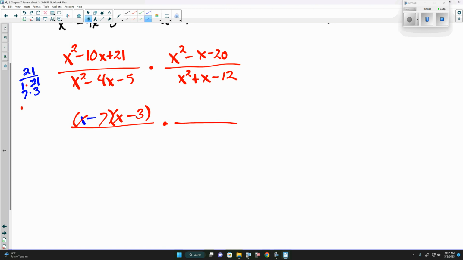Where do we want to go next? The bottom. This one here is nice. Negative 5 means the signs are opposite. Factors of x squared are x and x. Factors of 5 are 5 and 1, 1 and 5. Which one do we want positive? Which one negative? 1 positive, 5 negative, because the middle term is negative, so the bigger term is going to be negative.